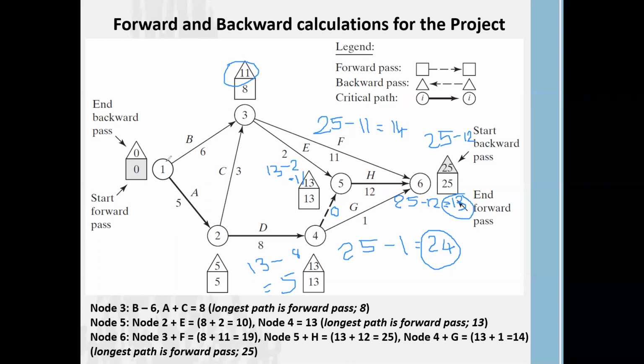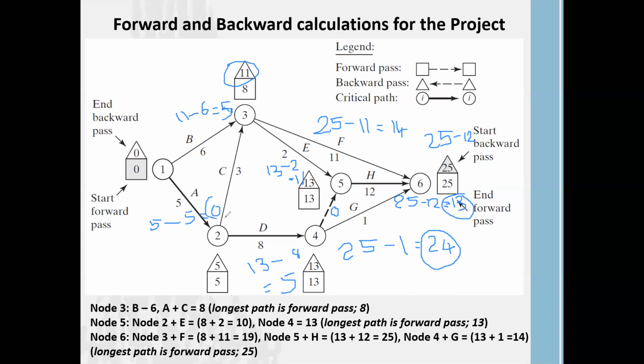Then coming to the backward pass for node 1. We can see here node 2 backward pass is 5. It is consuming activity A with 5 weeks. Then 5 minus 5, we get the answer as 0. Here we are having 11 as a backward pass for node 3. And for B it is 6. Then 11 minus 6, you are getting 5.